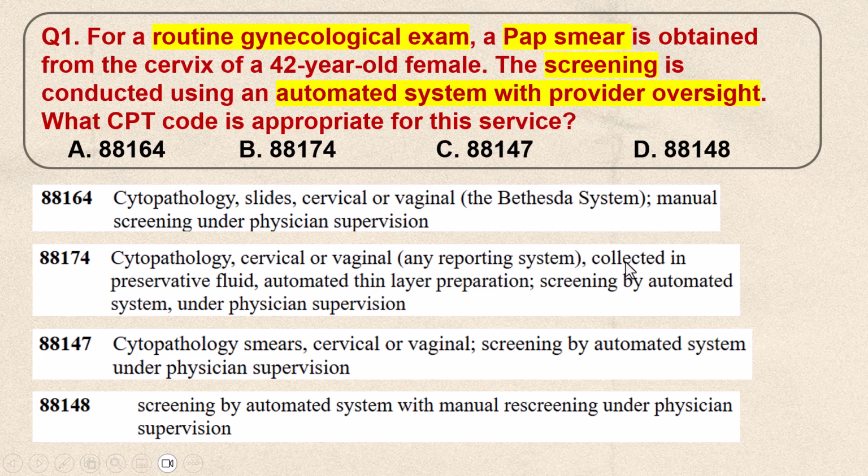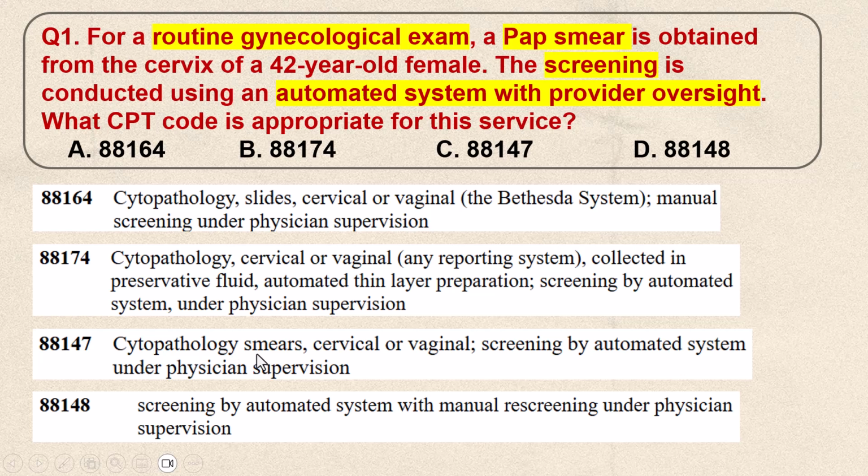In this code, the pap smear specimen is prepared by automated thin layer preparation. But in our case, it is not mentioned. Normally, it is made manually. But 174 says it is automated thin layer preparation. So that is also not suitable. When you see other codes, 88147, that is cytopathology smears, cervical or vaginal, screening by automated system under physician supervision.